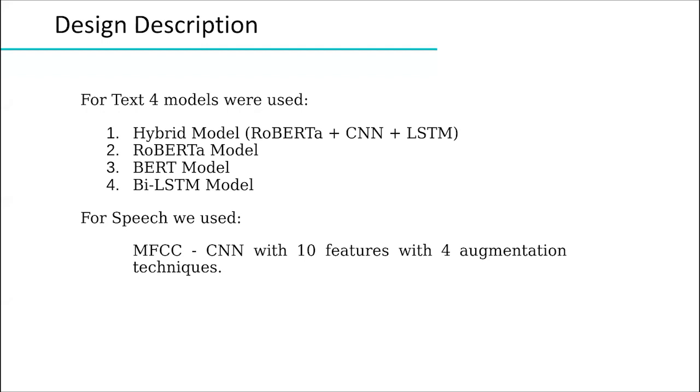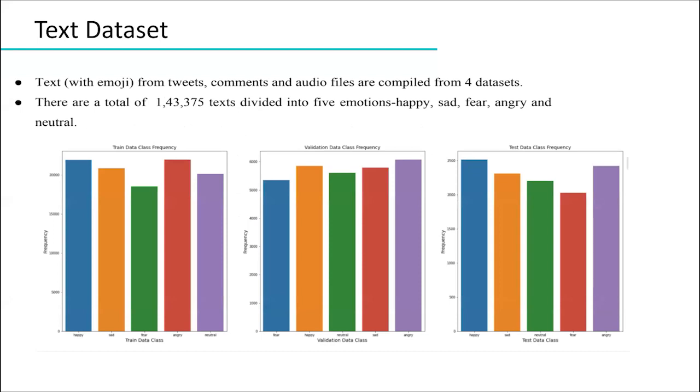So for text, we used 4 models, which are BERT, BiLSTM, RoBERTa, and a hybrid model, which is RoBERTa, CNN, LSTM. And for speech, we use the CNN model with MFCC as an additional feature extraction component, with 10 feature extraction techniques and 4 audio augmentation techniques.